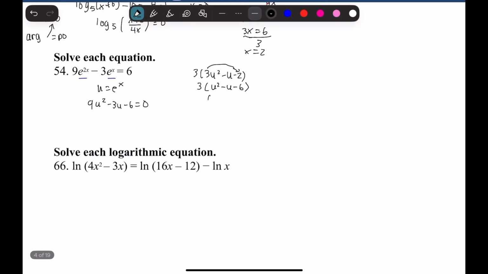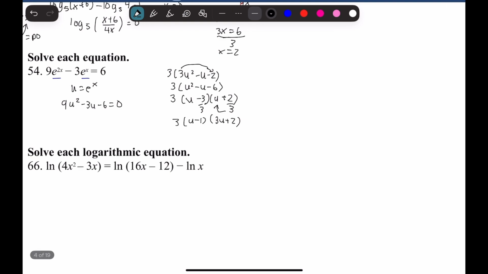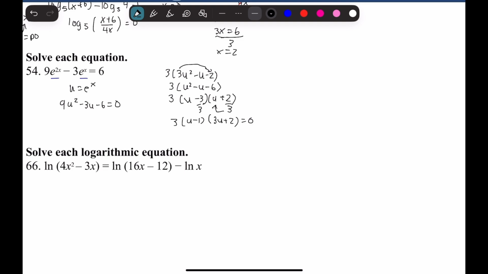So now what we have is u minus 3, u plus 2, because negative 3 plus 2 is just equal to negative 1, and now we have to divide it by 3, so you're going to have 3u plus 2, and you're going to have u minus 1, times 3 is equal to 0. So what do we have?